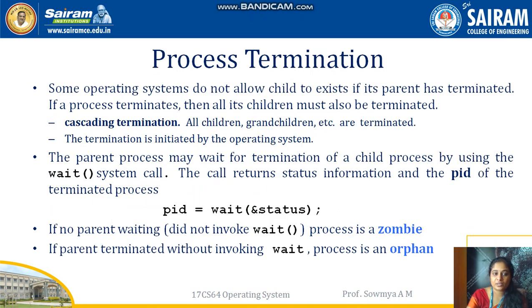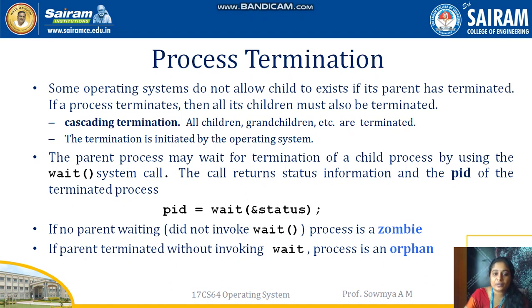Next one is process termination, a continuation of process termination. We have cascading termination: all children and grandchildren. The init process can forcefully stop all its child processes' execution, called cascading termination, which stops all the processes.